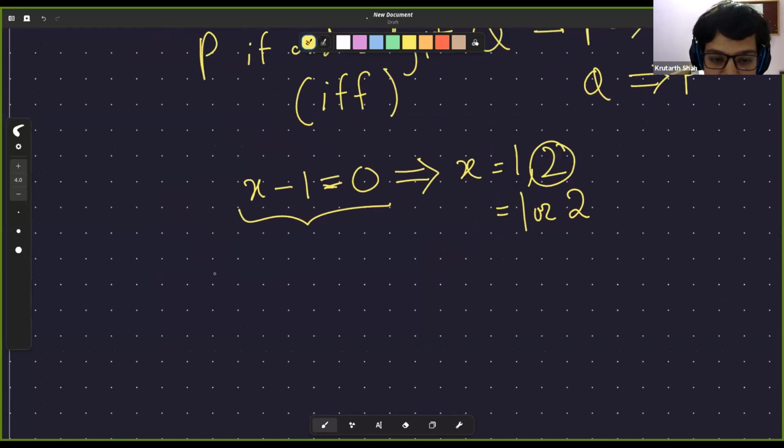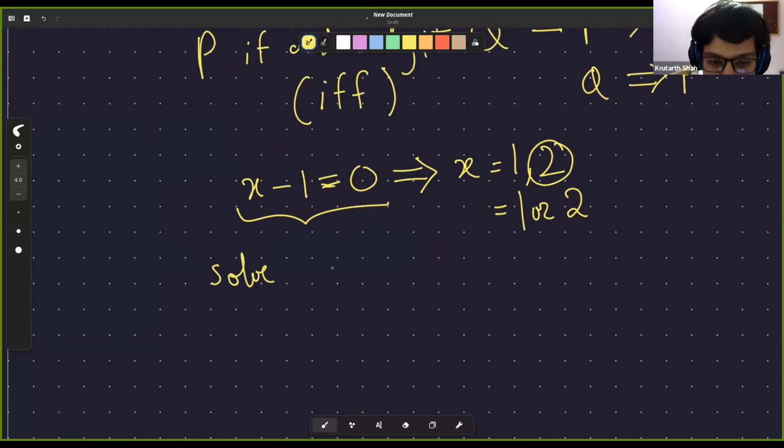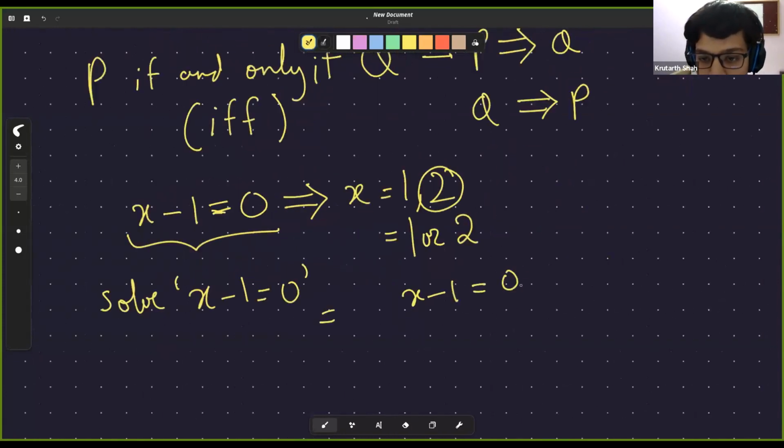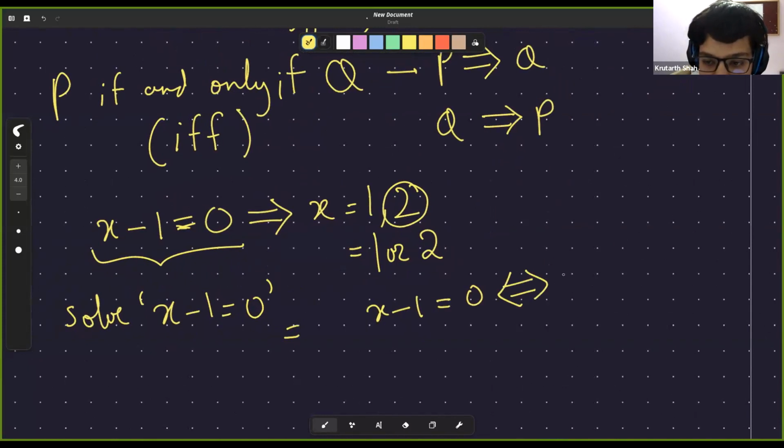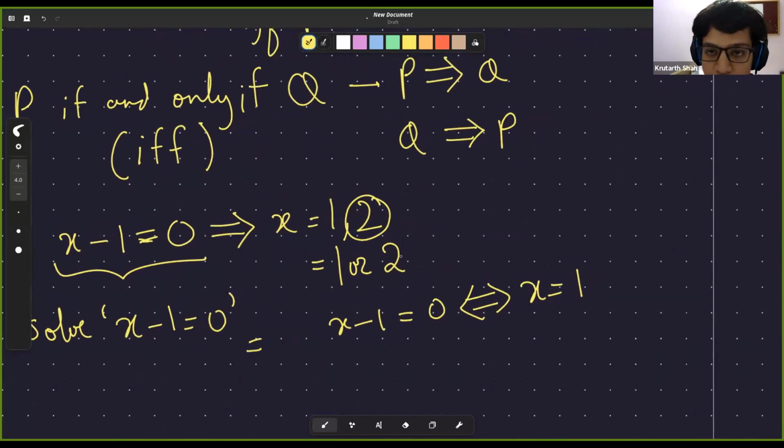So whenever I ask you to, let's say, solve an equation, solve x minus 1 equals 0, we actually need to show two directions. This is a two-direction problem. So we need to show x minus 1 equals 0 is actually equivalent to x equals 1. So there are usually a lot of if and only if statements hidden, which we'll actually see later on. So anyway, now I'll be moving on to proof techniques.